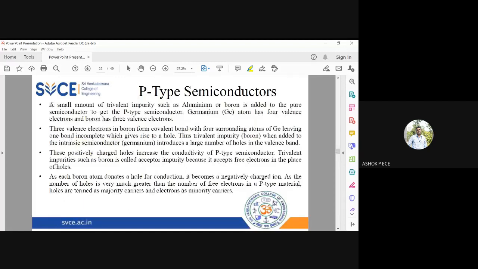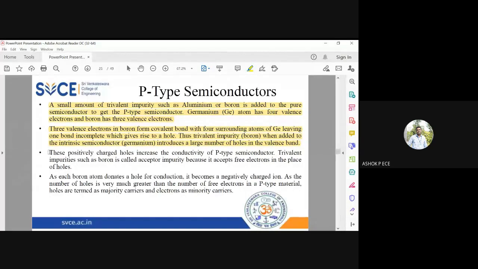So see here, I am adding trivalent impurity. Examples of trivalent impurity are aluminum and boron. So aluminum or boron is a trivalent impurity. You need 4 bonds to make the atom stable, but one bond is incomplete, which gives rise to a hole. So when a trivalent impurity is added, it increases the number of holes in the valence band.